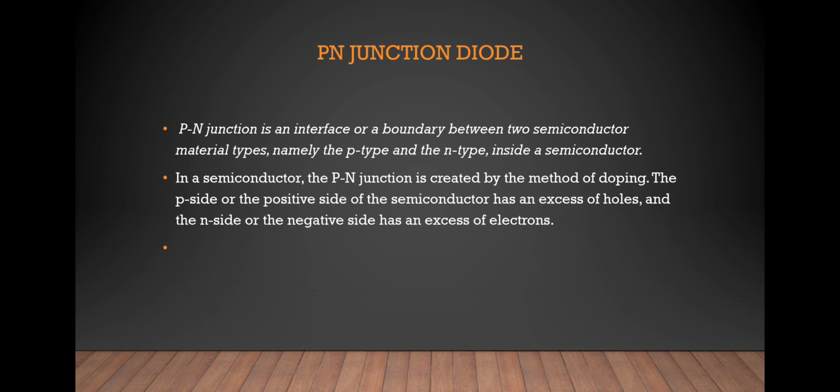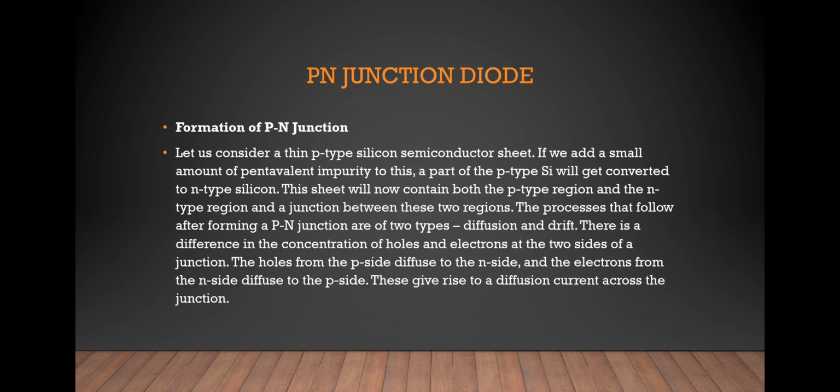The P side, or the positive side of the semiconductor, has an excess of holes, and the N side, or the negative side, has an excess of electrons.